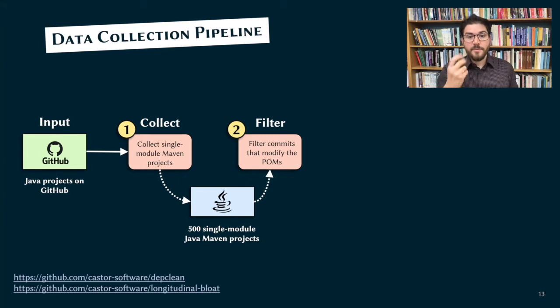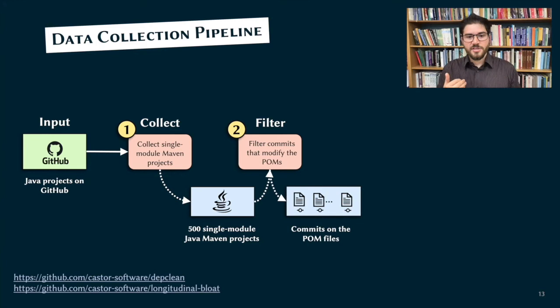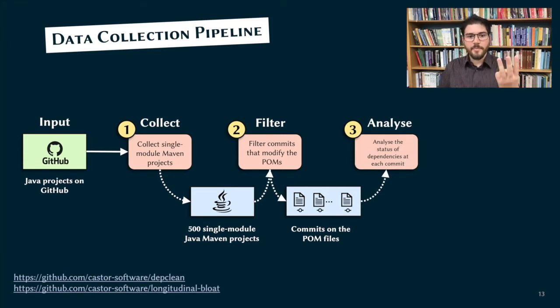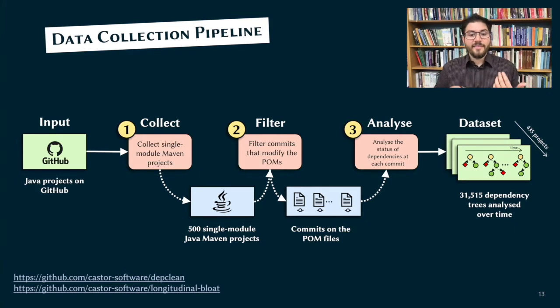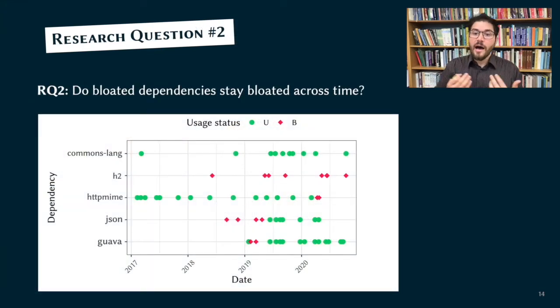In the second step, we check all the commits made on the POM file. Each time the version of a project changes, we consider that the commit represents a new release. In the third step, we analyze the status of dependencies in the project at each commit. We label each dependency as used or bloated. Our final dataset consists of 31,515 dependency trees.